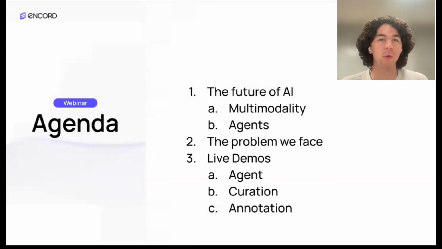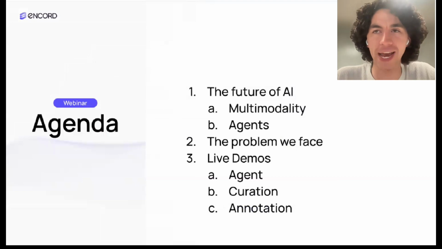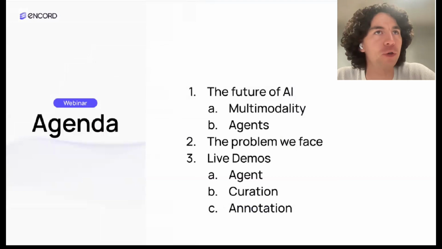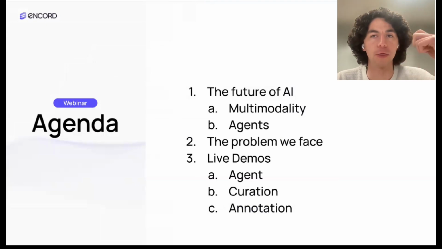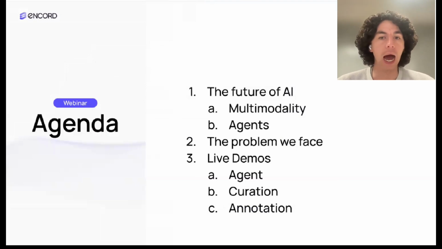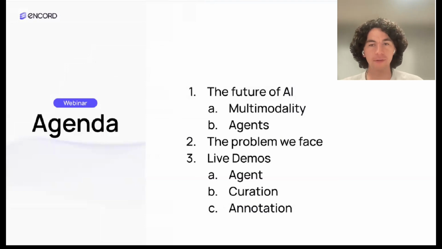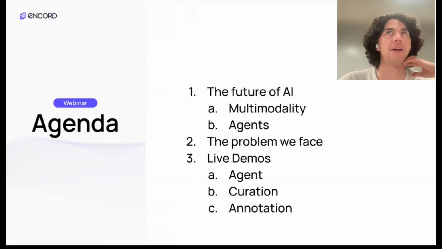So we've got a really packed agenda. We want to start off by looking ahead, and we want to look at the future of AI and two key themes in multimodality and agents, the problems with developing these agents and the multimodal side of that, and then the solution. So we'll finish off with a demo from Fred of how we can go about automating this stack.